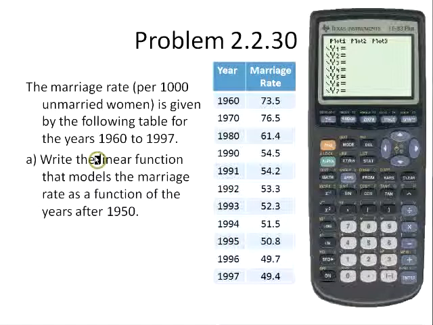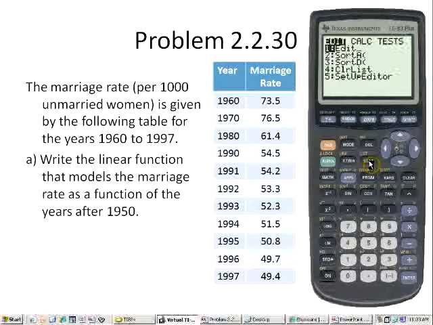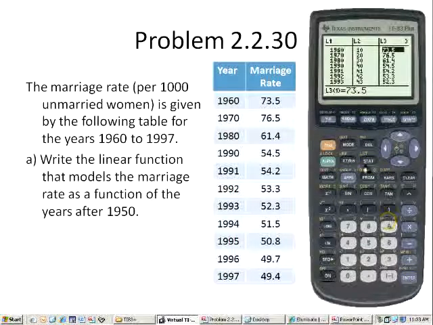The first thing it asks us to do is to write a linear function that models the marriage rate as a function of the year after 1950. To save time, what I have done is I've already entered the information into the calculator, and let me show you what this is. So if I go to the Stat menu and I look at the Edit, you can see that in L1 I have the years 1960, 1970, etc. And this would just go on down, all the way down to 1997.